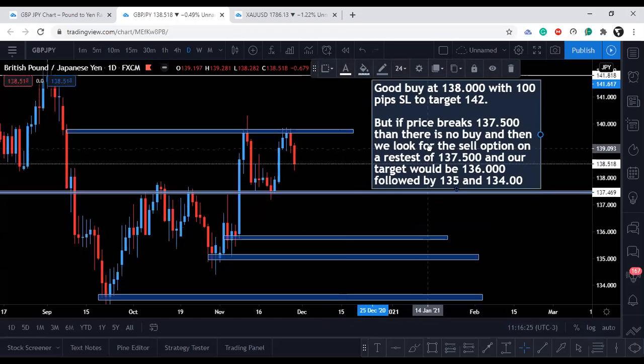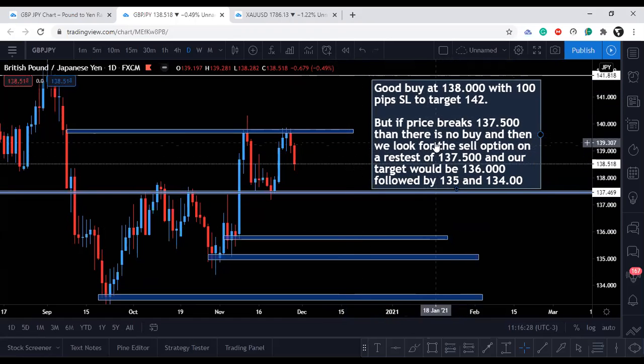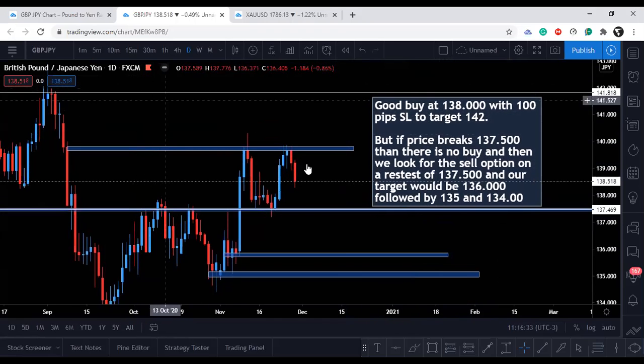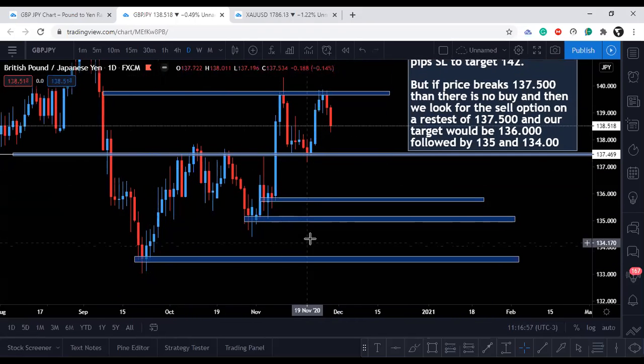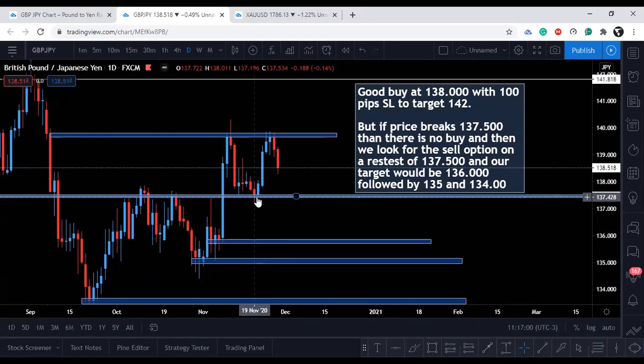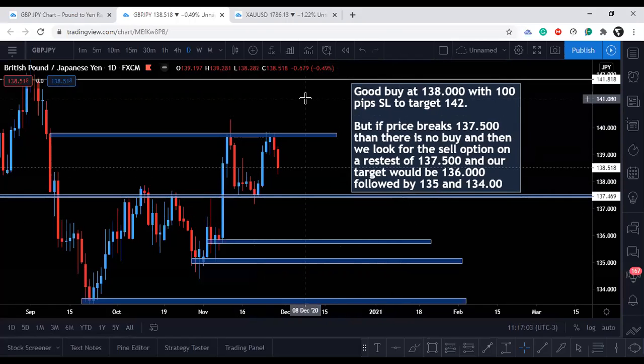So everybody who wants to screenshot this, do it. So the buy is at 138 with 100 pips SL to target 142. This is the target 142. But if price breaks this 137 level, if price breaks 137,500, then there is no buy. Once price breaks this 137,500, we should close our buy positions and manage our risk. After that, our first target would be 136, followed by 135, and this would be our next target. So we are expecting that price holds this area. So this is all we have for GBP/JPY.